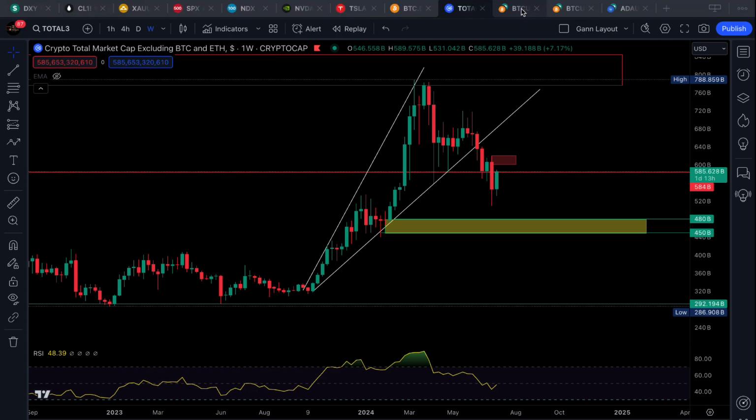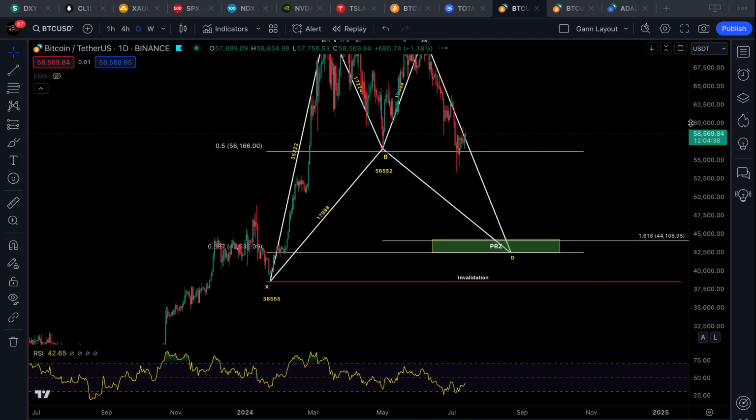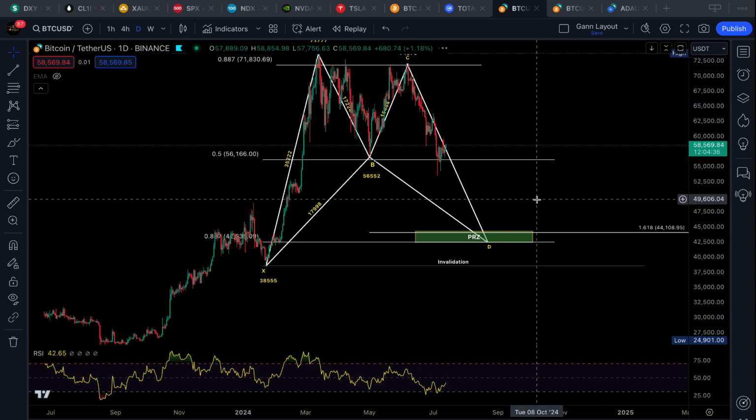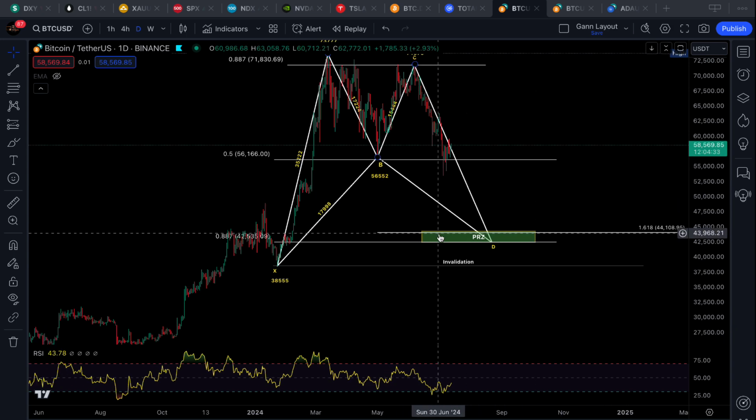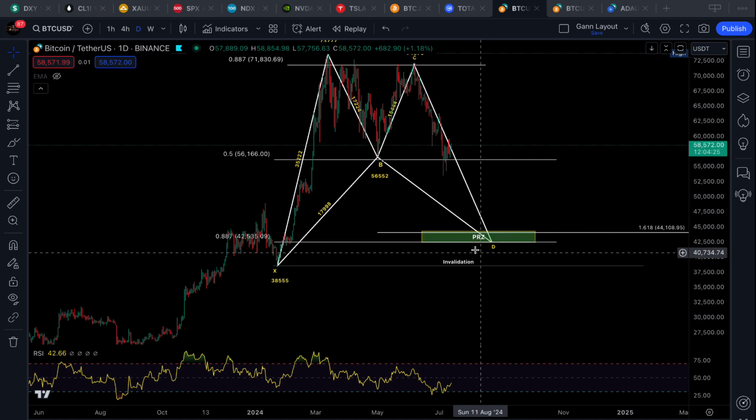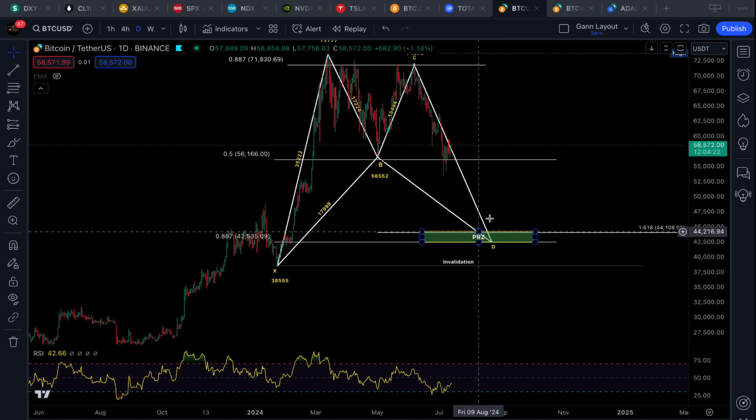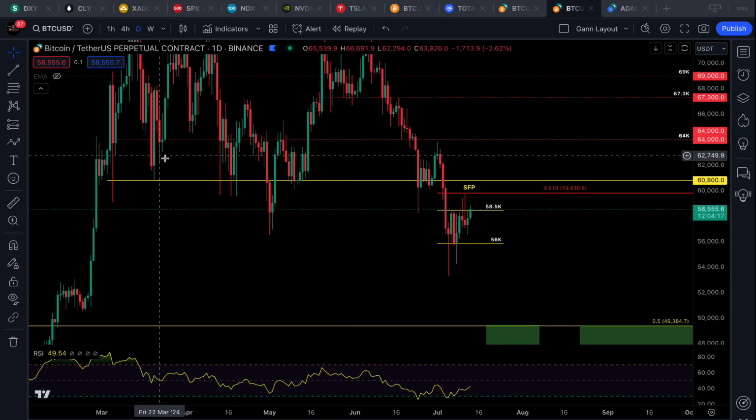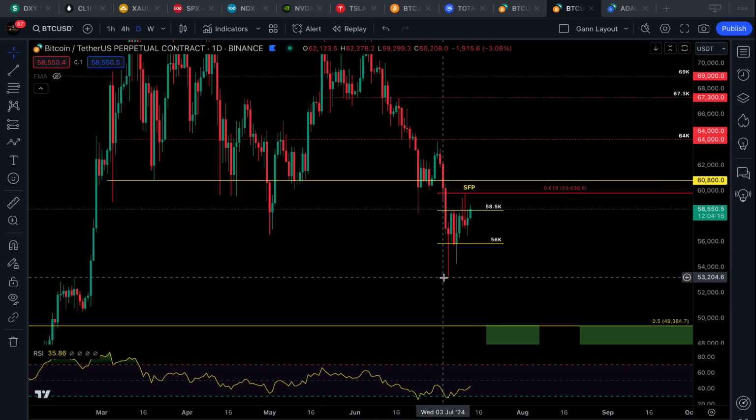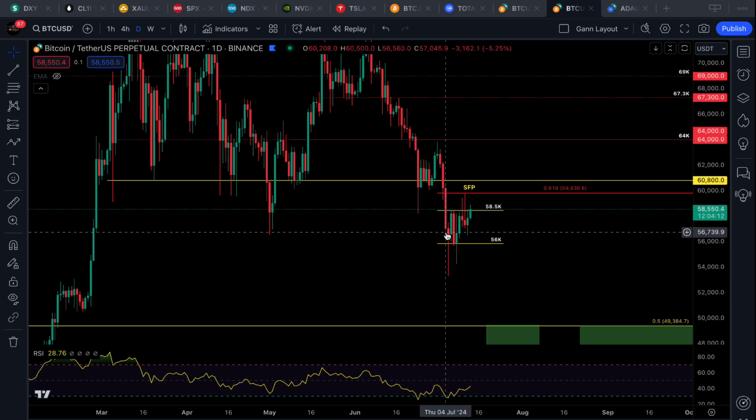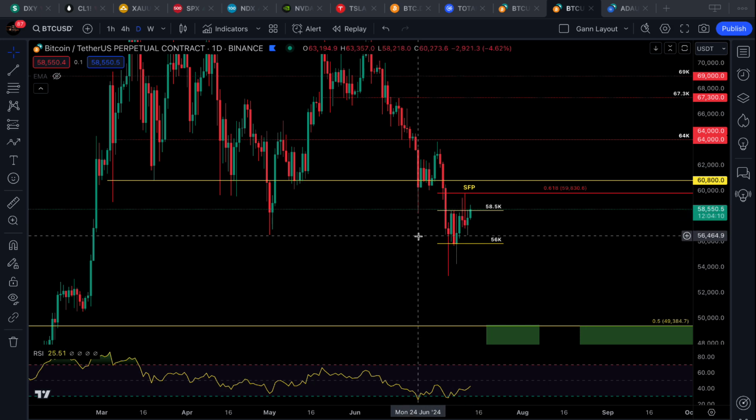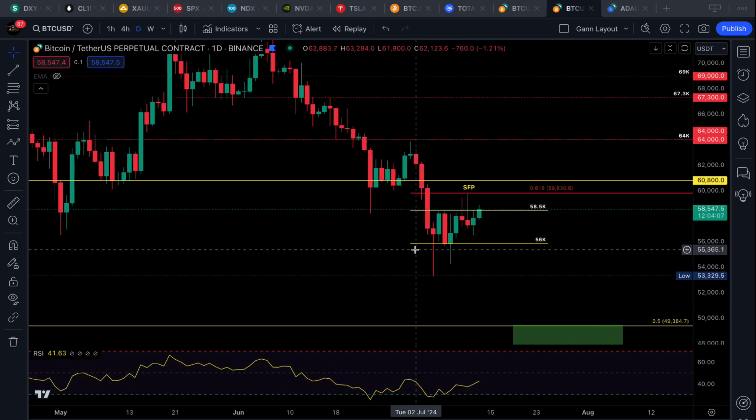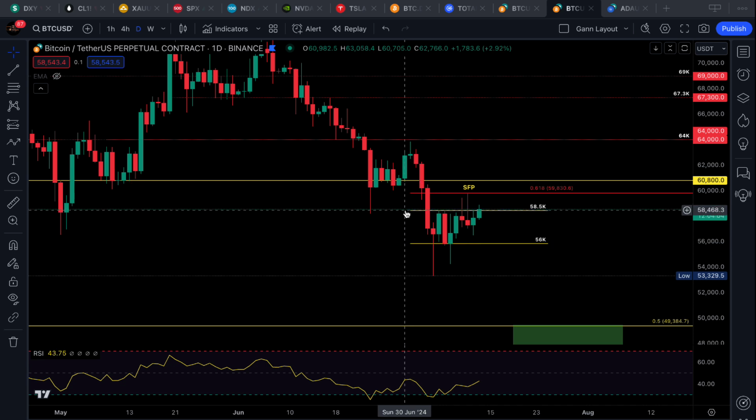Now, Bitcoin. Overall, Bitcoin is bearish and I expect continuation to the downside. My target is between 48 to 44, and I expect it to reach 44. I think the chances are high that it will make it to 44. Now, let's zoom in. After Bitcoin lost the range low, it went as low as 53,000. Then it is now consolidating in a very tight range. Look at this range. Range low 56, range high 58.5.